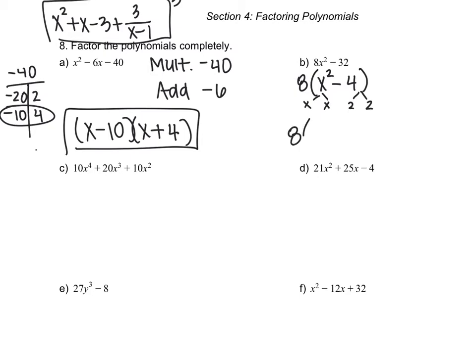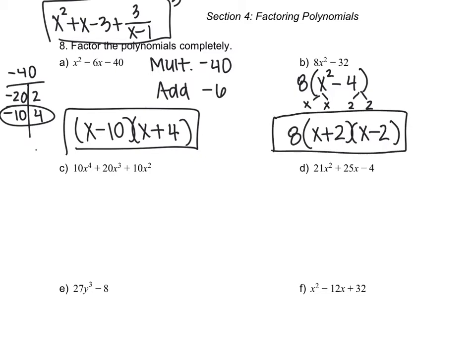Because x times x is x squared and 2 times 2 is 4. So when I factor it, I still have my 8 for my GCF, and then one set of parentheses is x plus 2, and my other set of parentheses is x minus 2. Again, you could have written that as 8 times x minus 2, x plus 2.